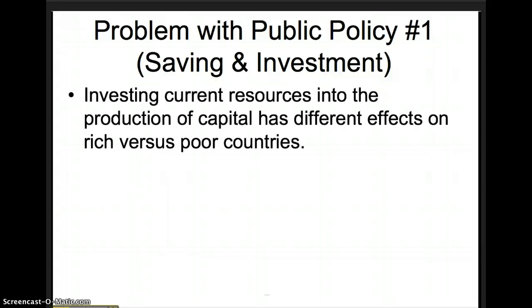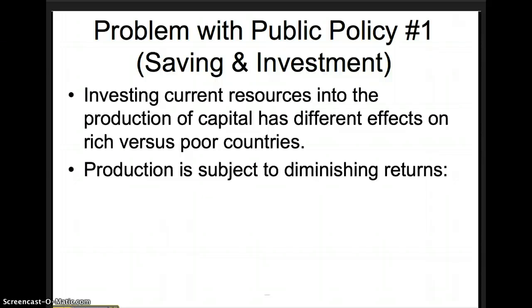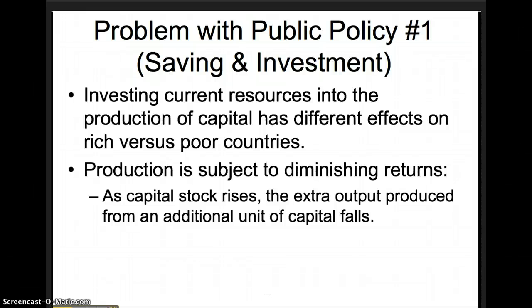Investing current resources into the production of capital has different effects on rich versus poor countries. Production is subject to diminishing returns. As the amount of capital increases, the extra output produced from each additional unit of capital falls. There is a diagram of diminishing returns on page 145 of the textbook. Diminishing returns is the idea that as you have more and more tools to work with, each individual tool produces less additional output.